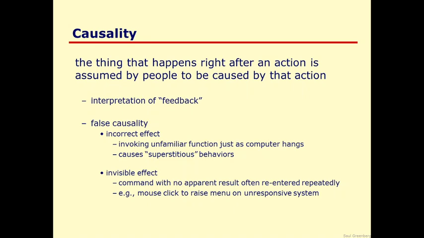So causality: the thing that happens right after an action is assumed by people to be caused by that action. If you sneeze and somebody is blooming, it's only because of that dust. That's how we conclude. Interpretation of feedback. False causality, so incorrect feedback also sometimes. Invoking an unfamiliar function just as the computer hangs.